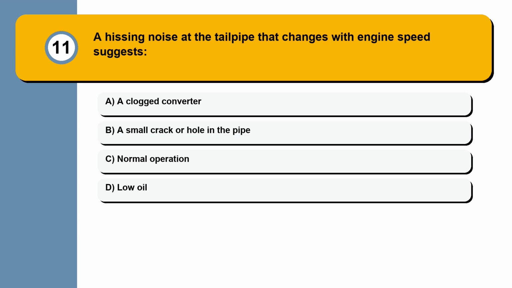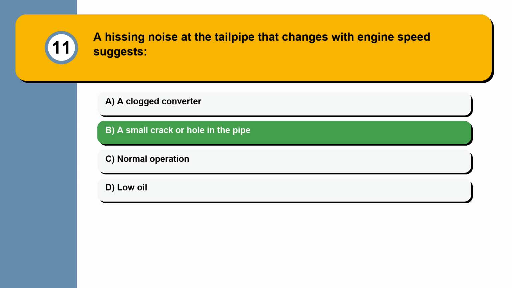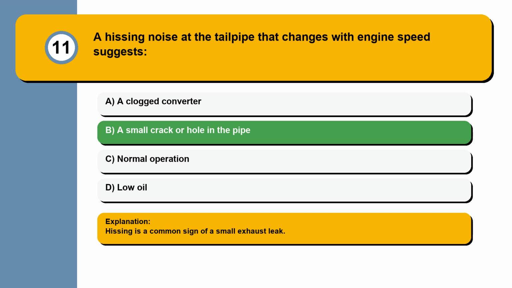Question 11. A hissing noise at the tailpipe that changes with engine speed suggests a clogged converter, a small crack or hole in the pipe, normal operation, or low oil. Hissing is a common sign of a small exhaust leak.